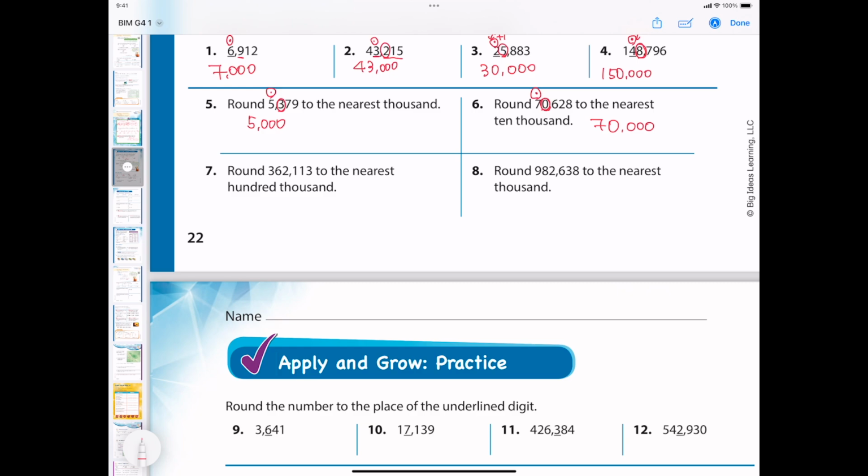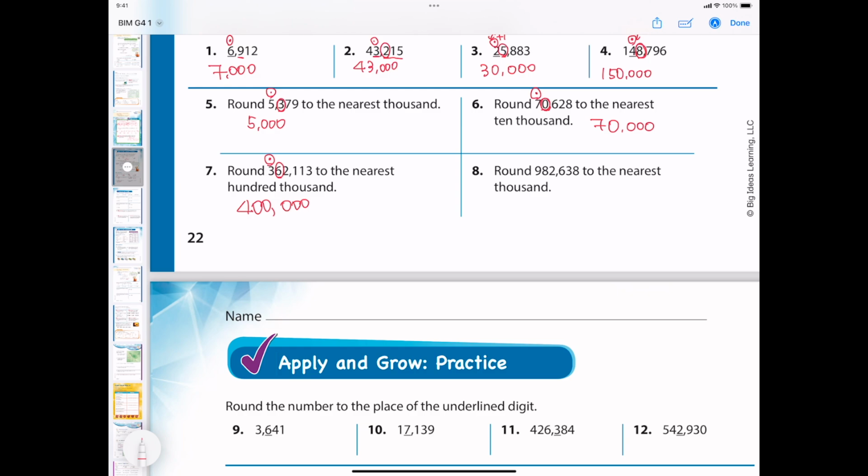All right, round 362,113 to the nearest 100,000. Okay, and what's the matter number? The number right next to it to the right side, which is 6. Okay, round up or down? Round up. So this is close to 400,000 or 300,000? Yes, 400,000.